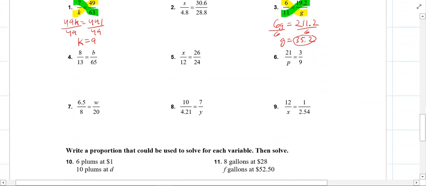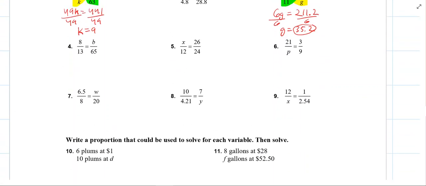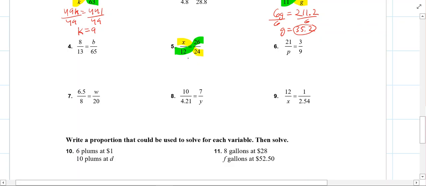Okay? Number 5. We'll do x times 24 equals 12 times 26. X times 24 is 24x, and 12 times 26 is 312. Divide both sides by 24, that property of equality. And we get x is 13.